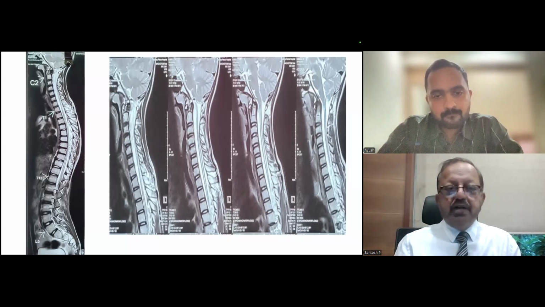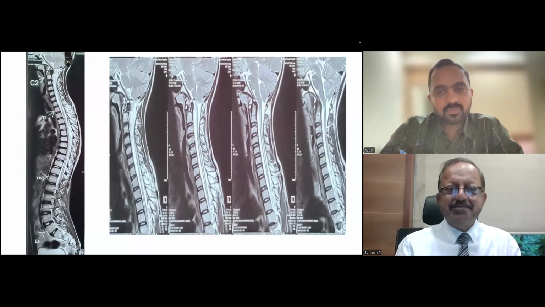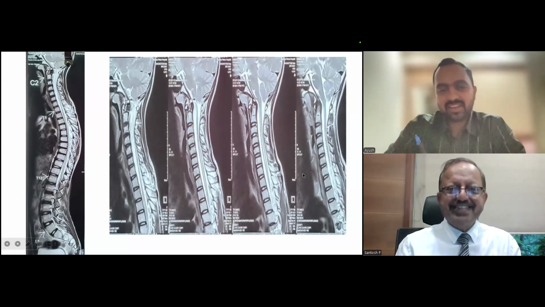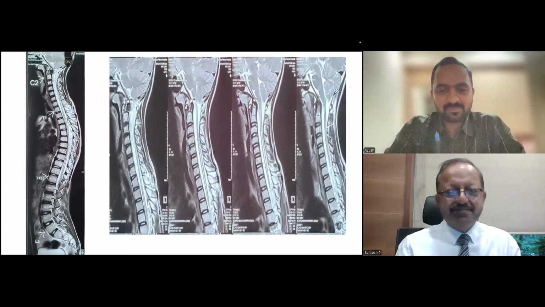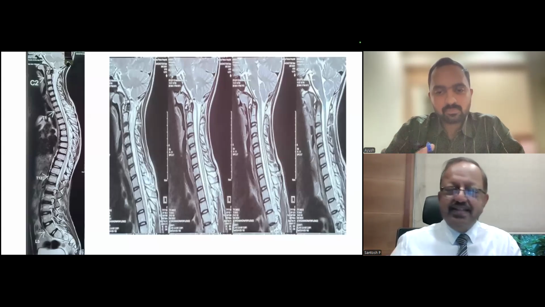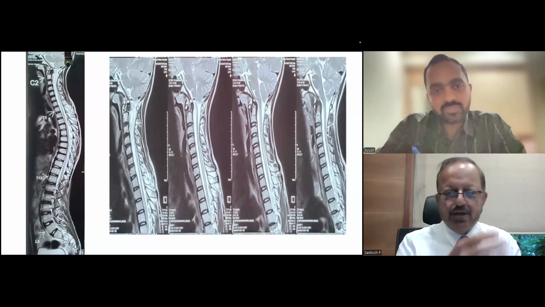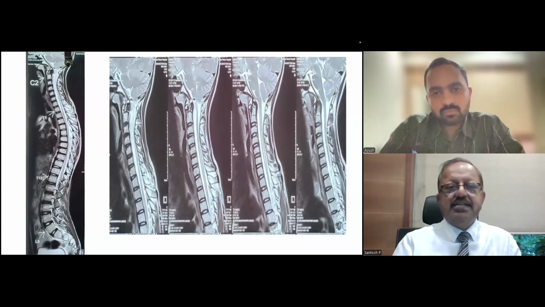Nobody does plain X-rays these days. Flexion extension plain X-rays should be done before you move directly to the MRI. So the X-rays were done, I didn't add them over here. Sorry, sir. Okay, fine, fine. So I agree. There is tonsillar herniation. There is long segment syrinx.